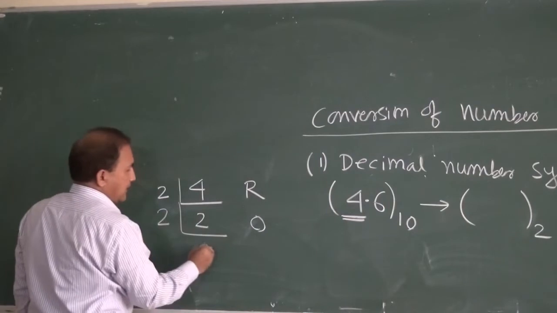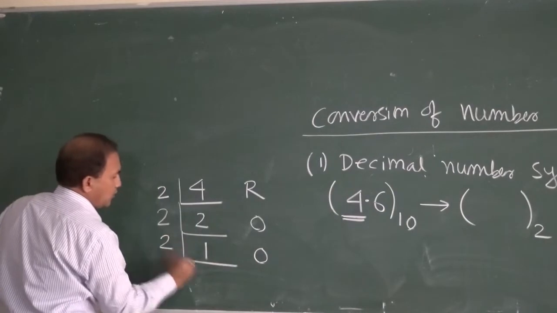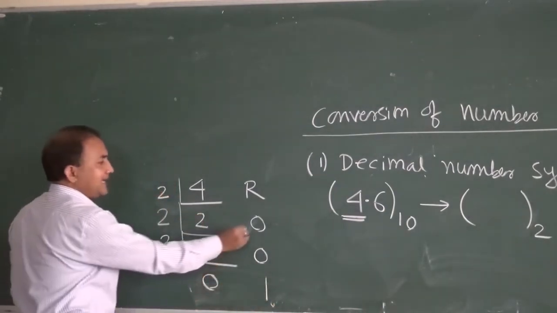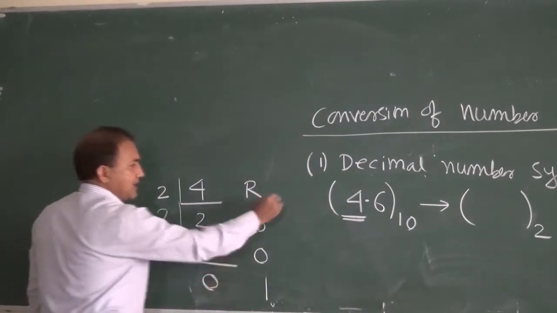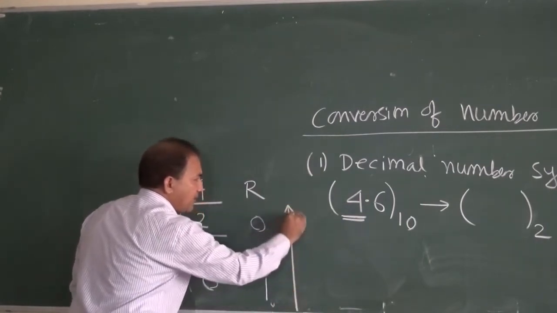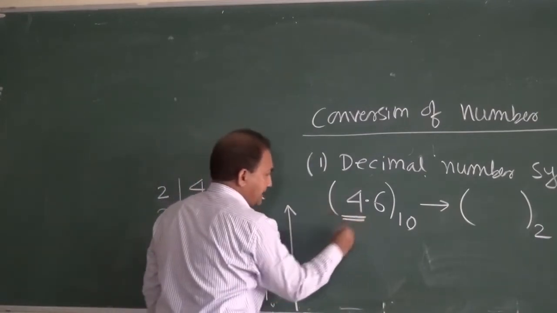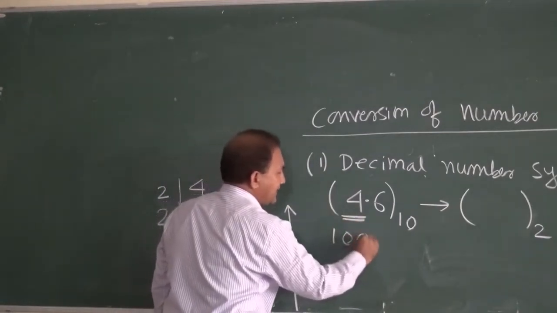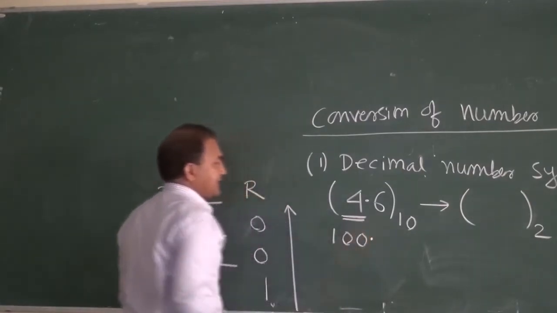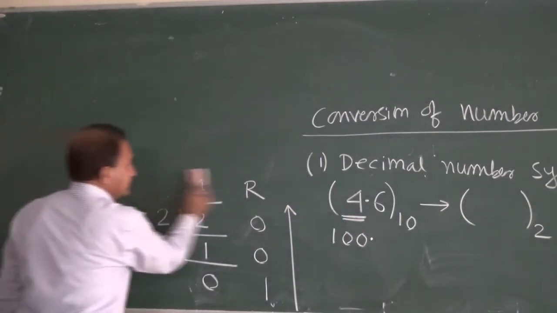Then 2 divided by 2, the quotient is 1, the remainder is 0. These are quotients and these are remainders. Earlier also I told you how you have to take the bits from bottom to top. So you can write 4 like this: 1, 0, and again 0. Then after the decimal point, the radix point, comes the fractional part, 0.6.